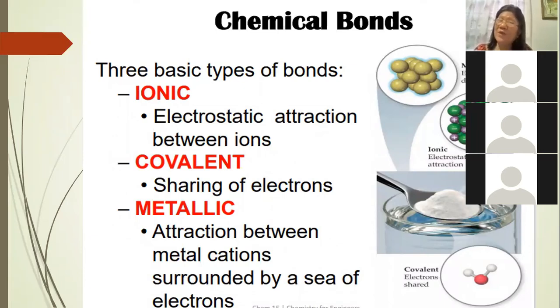Covalent will happen with a non-metal added with another non-metal. When will ionic bond happen? When it is a metal added with a non-metal, and there is a transfer of electrons. For covalent, this happens with a non-metal added with a non-metal, and they share the electrons. And the last one is metallic. This is the attraction between metal cations surrounded by a sea of electrons. But in most cases, what we use are the ionic and the covalent bond. Okay, that's it.